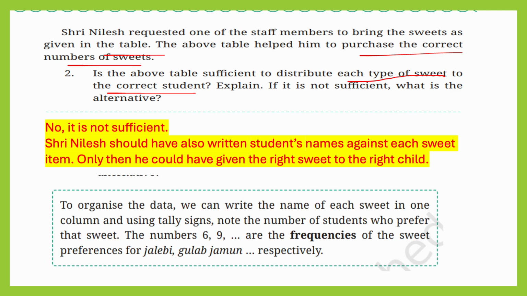So to organize the data, we can write the name of each sweet in one column and, using tally marks, note the number of students who prefer that sweet. The numbers 6, 9, etc. are the frequencies of the sweet preferences for jalebi, gulab jamun, respectively. So, these numbers are called frequencies.